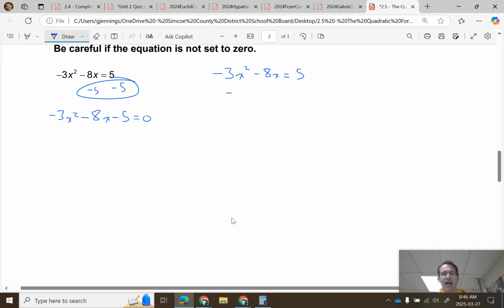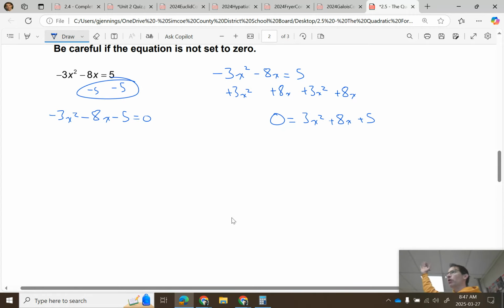Yeah, we're going to add 3x squared to both sides and add 8x to both sides. And then we're going to get 0 is equal to 3x squared plus 8x plus 5. Oh, I feel just so relieved that we have positive coefficients now. That's going to be much better. And what else to say about it?